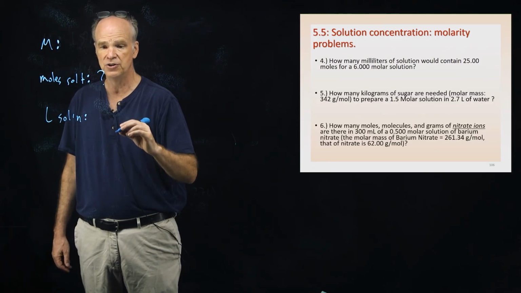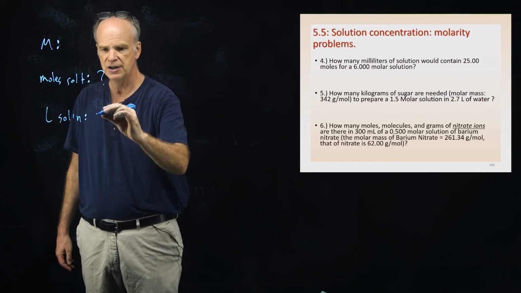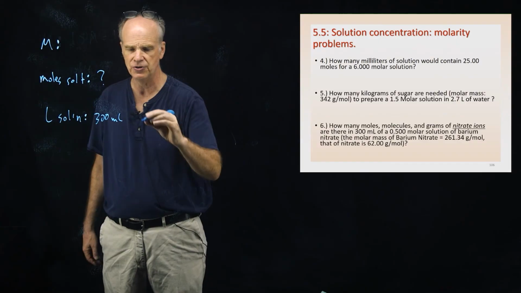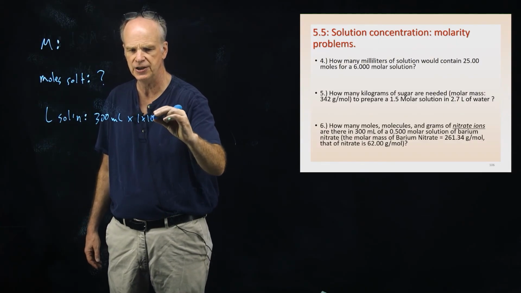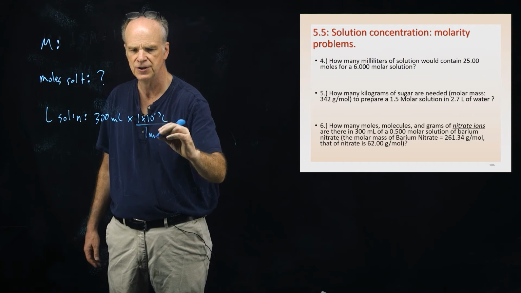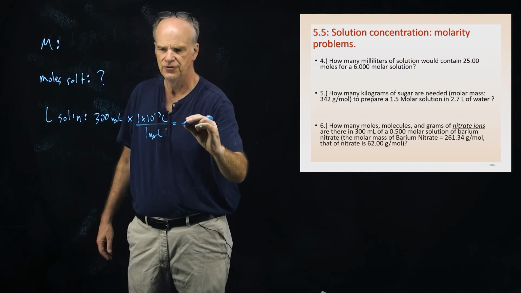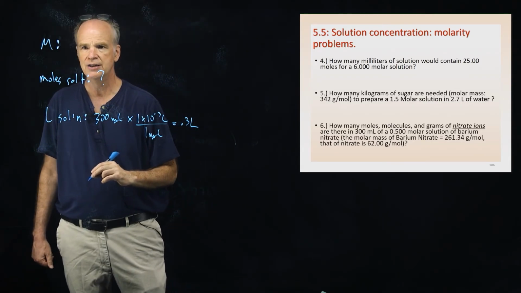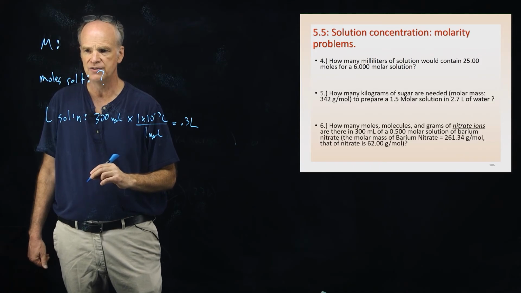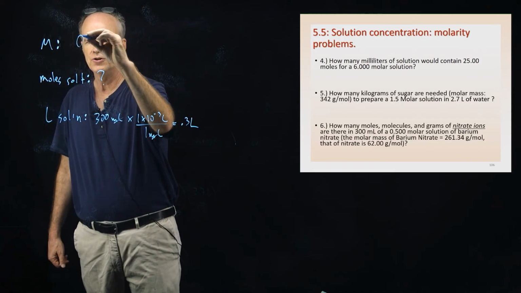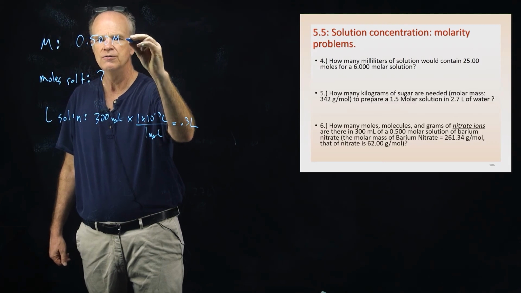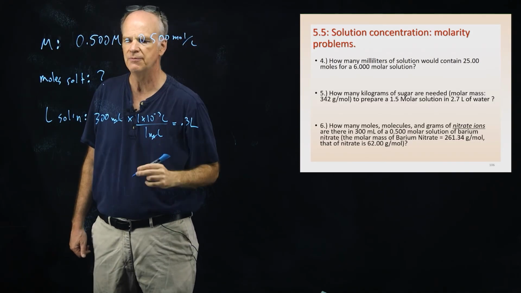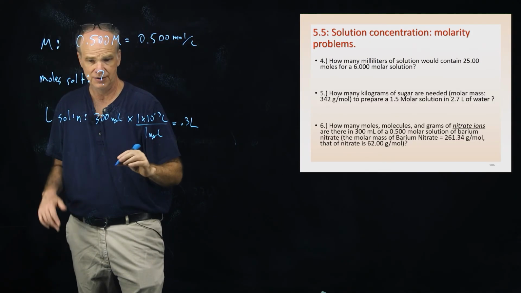So we have 300 milliliters, so liters of solution. We're going to have to take 300 milliliters, and let's go ahead and right now convert this into liters. So this is what I would do, times 1 times 10 to the negative 3 liters over 1 milliliter. And I think if you work this out, you will find that we're working with 0.3 liters of solution. And so we are given information here that the concentration is 0.500 molar, which is equal to 0.500 mole per liter.